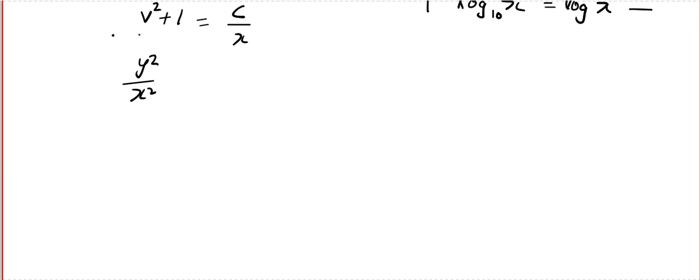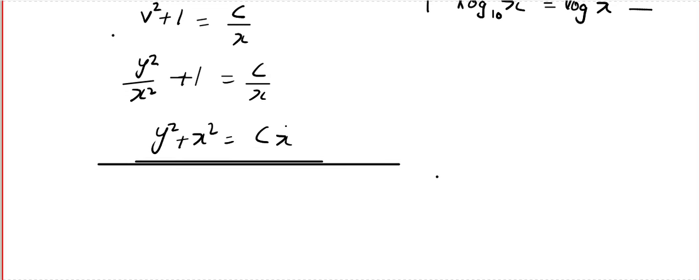So v square will be y square by x square plus 1 is equal to c by x. Now multiplying throughout by x square, we get y square plus x square is equal to c into x. Okay, now let's go for the next question.